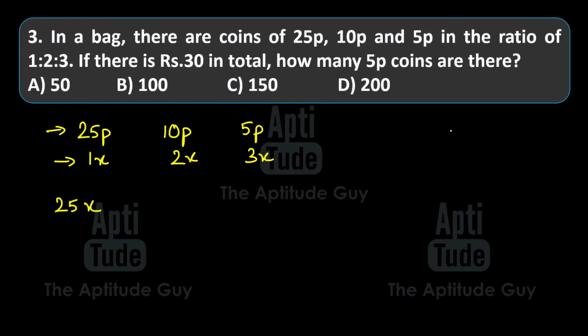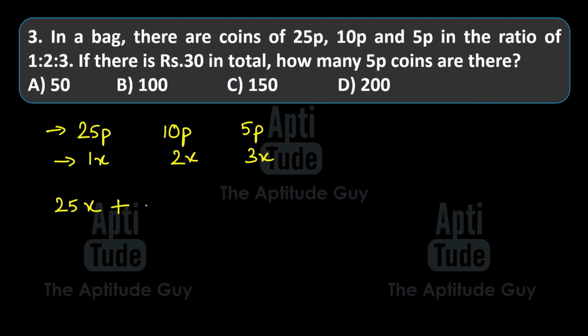Think about it. If you have some 50 paise coins, and how many 50 paise coins do you have? Suppose you have 8 50 paise coins. So what is the total amount of money? You have 50 paise into 8. That is 400 paise, that is 4 rupees, right? So value of each coin into number of coins. Value of each coin into number of coins, 25x.